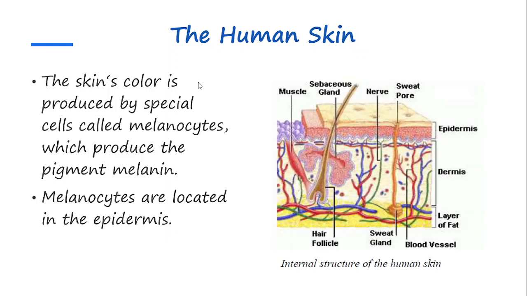And here is the internal structure of the human skin. There are various parts that are labeled. There is the outer part, the epidermis. Here you can see the hair, and there is a sweat pore in the outermost part of the skin. Then moving on, there's the dermis.